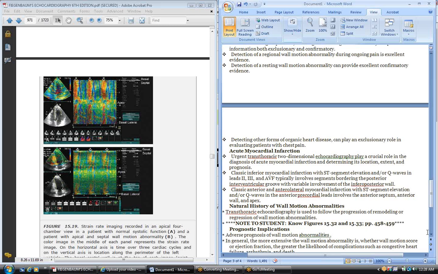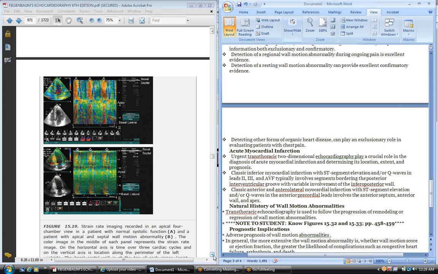Classic anterior and anterolateral MI with ST segment elevation and/or Q waves in the anterior precordial leads involves the anterior septum, the anterior wall from the two-chamber, and the apex. So the EKG can give you indications of where you should specifically target your looking. Obviously, you target everything, but you specifically want to check these segments if you have ST changes on your EKG. Transthoracic echo is used to follow the progression of remodeling or regression of wall motion abnormalities.